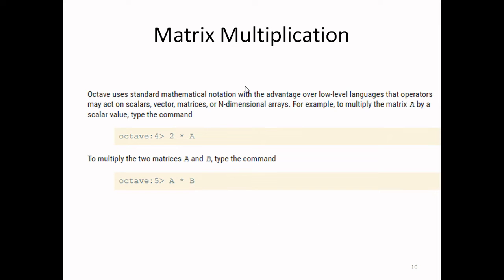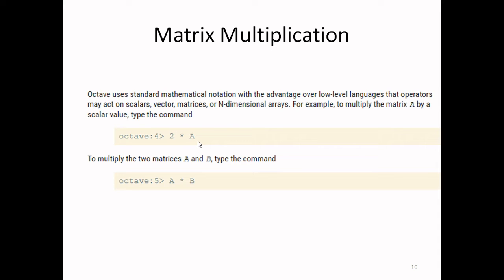Multiplication. Now in matrix multiplication, we are either multiplying a scalar with a matrix, or we are multiplying two matrices. So if we are multiplying a scalar, like here, we have already defined a matrix A, we are supposing this over here, and if we want to multiply it, we will make use of this star operator, 2 star A, and this will give you the result.